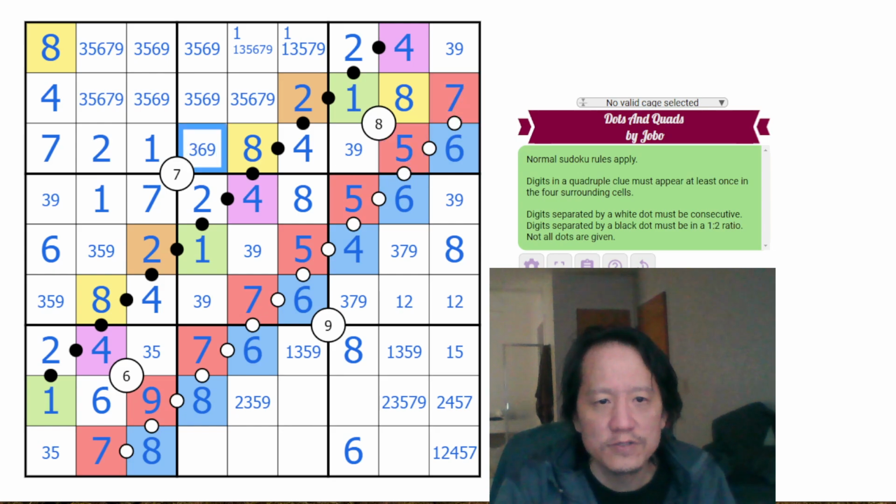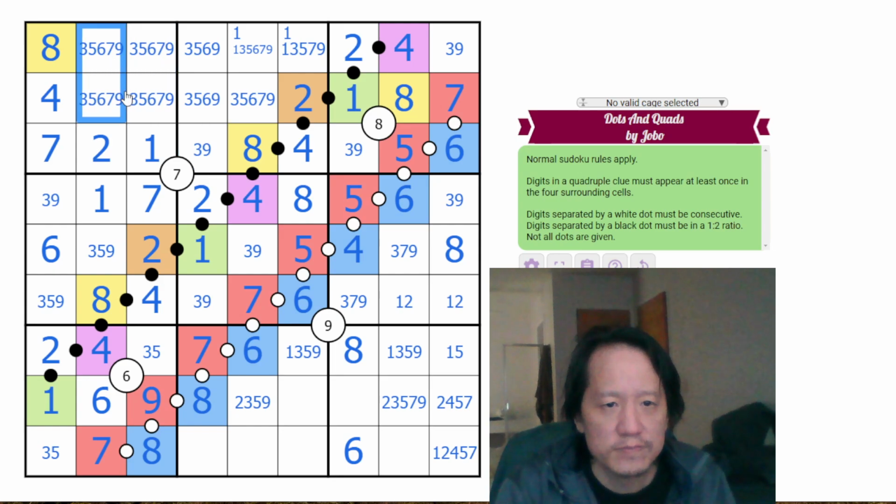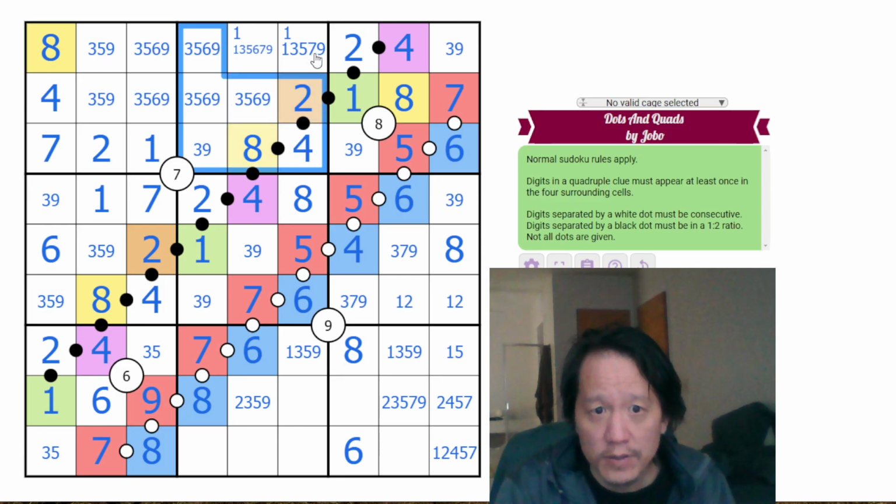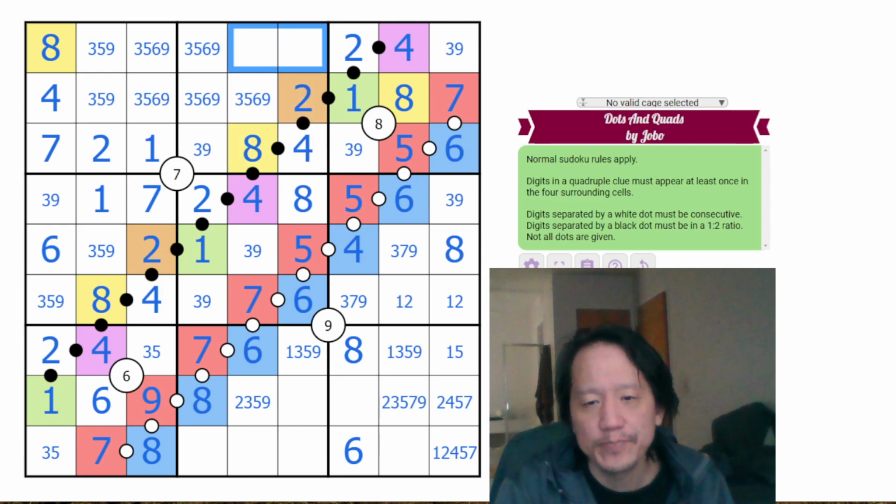This can't be 5 or 6. This can't be 7. This can't be 7. This can't be 6. This can't be 7. Therefore, 7 can't be here or here. This must be a 1, 7 pair.